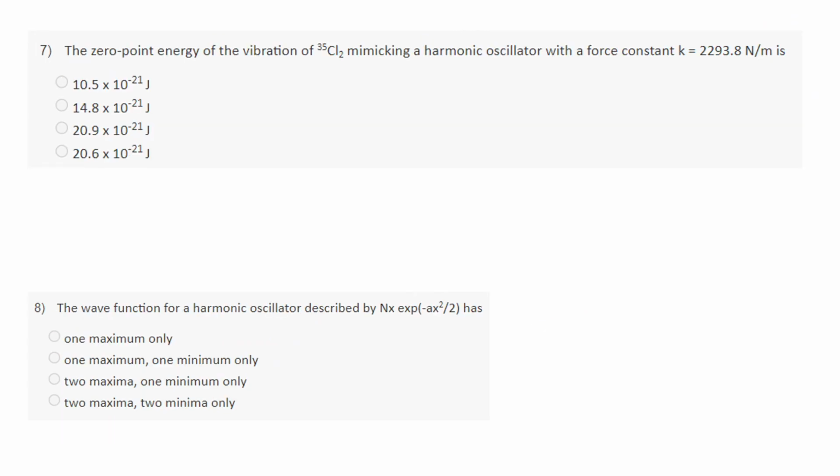Anyway, so for question number 7, did you get the correct answer for this? The 0 point. Actually, no. You didn't? I got it wrong. So did you get the same order, the 10 to the power minus 21 joule, or were you getting something different?